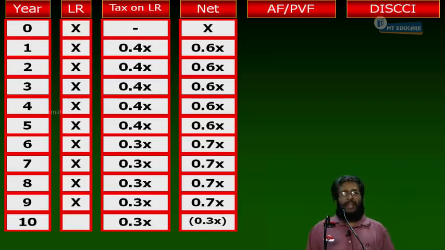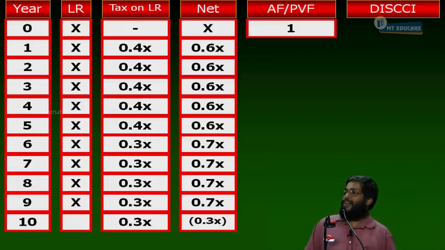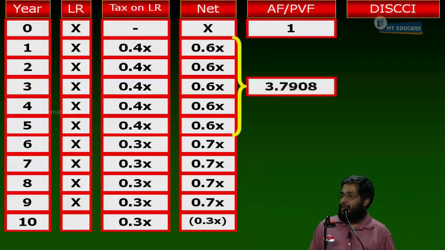What is the present value factor for year 0? 1. The value of 1 rupee today is 1 rupee. Now, these are annuities, not 1, 2, 3, 4 and 5. Take the calculator. 5 years annuity factor at 10%: 1 divided by 1.10 is equal to, 5 times, GT. 3.7908 is the annuity factor for 5 years at 10%.